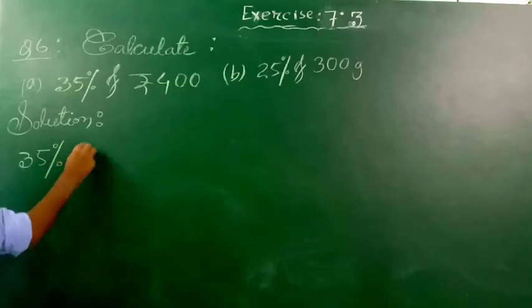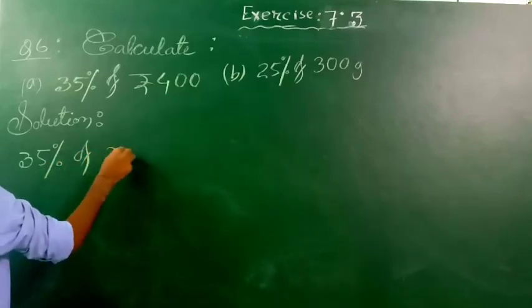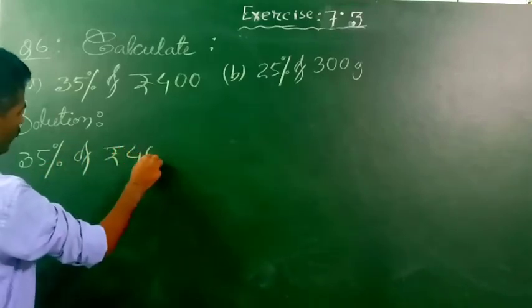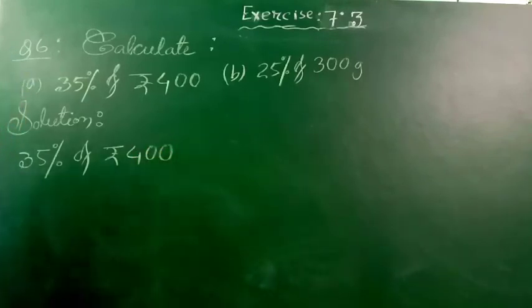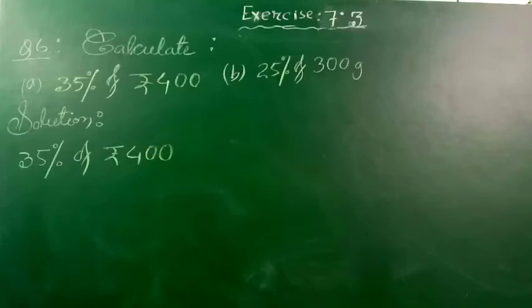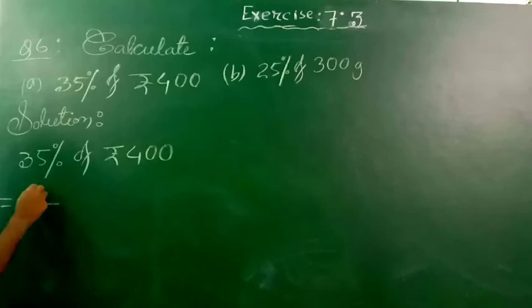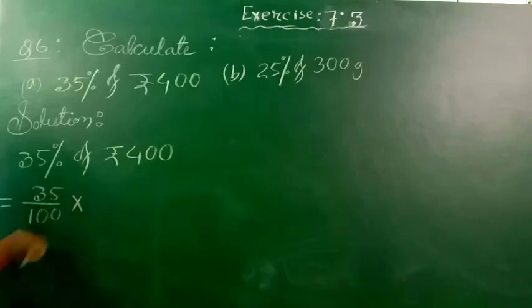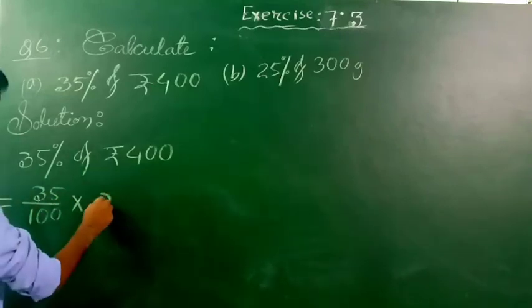35% of rupees 400. These questions are not new for you. You have already learned all these things in class 6 also. Now see, in the following step, 35% means we know 35 out of 100, is it? Of means we know into. Okay, now what we got?